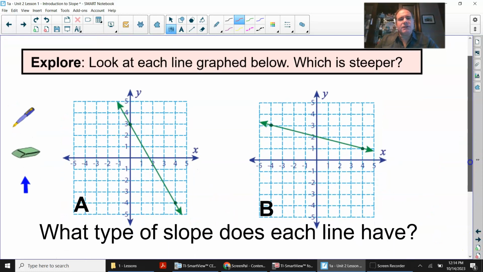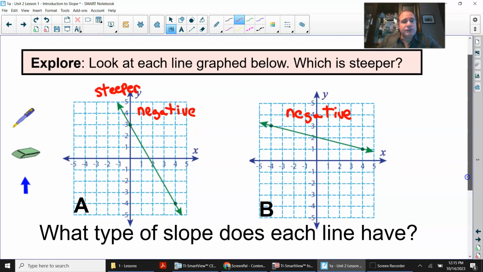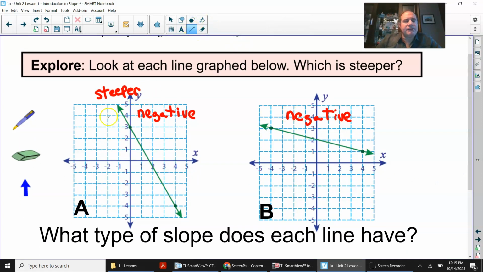So just take a look at these two lines. Which one is steeper? This one is steeper. They both have a negative slope because they are going down from left to right. Both of these are going downhill from left to right, so both of them will have negative slopes. So let's go ahead and figure out the slope of each.